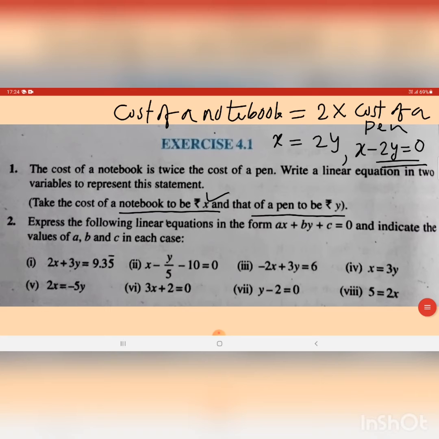Now second question: express the following linear equation in the form ax plus by plus c equal to 0 and indicate the values of a, b and c in each case. First one, 2x plus 3y equal to 9.35 bar. That can be written as 2x plus 3y minus 9.35 bar. So a is equal to 2, b is equal to 3, c is equal to negative 9.35 bar.